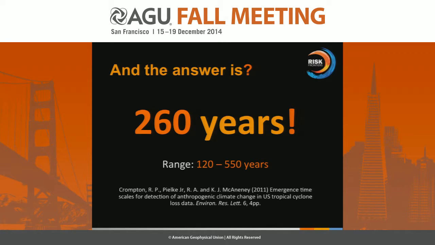Now just let me be clear what this is and what it isn't. It isn't saying that we don't need to worry about climate change because it's about 260 years before it kicks in. It's not saying that at all. It's the measure of really the signal to noise ratio. If you're trying to find a climate change signal in the loss data, which is notoriously variable, that's how long you'd have to wait. And this won't be the last word on this. In fact, Kerry Emanuel from MIT has come out with a study and got slightly lower numbers, but still considerably long.